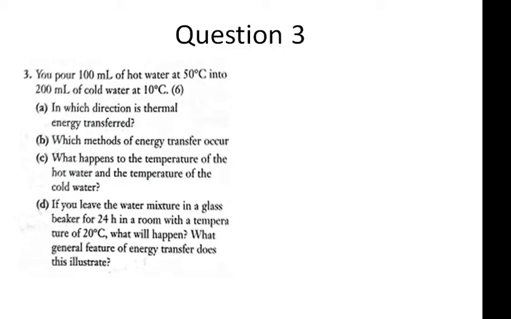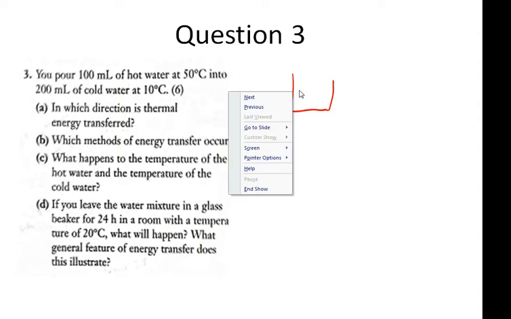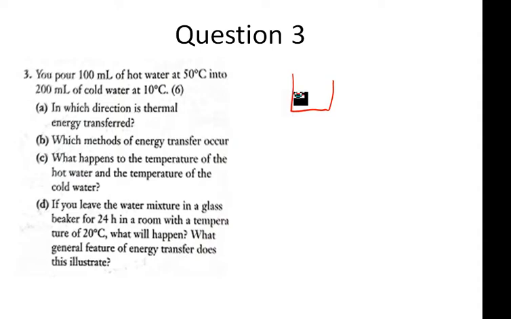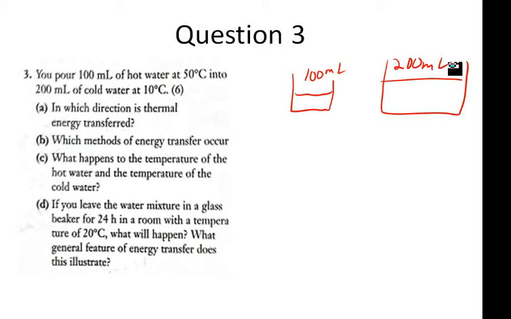So we have two beakers. One only has 100 mils of water. The other beaker has double the volume, so 200 mils. And this one is at 10 degrees Celsius, but this one's at 50.